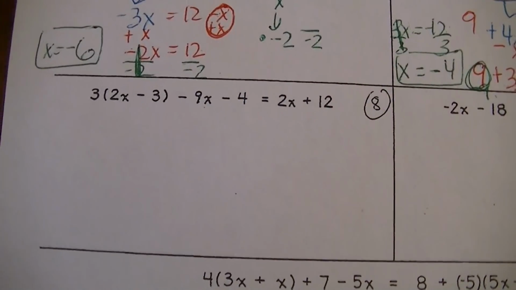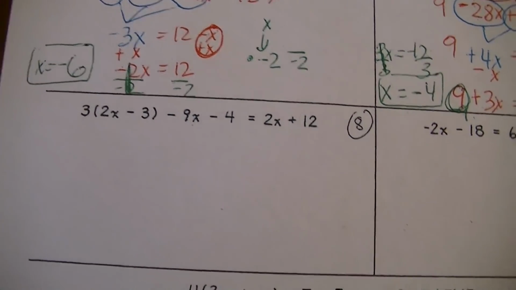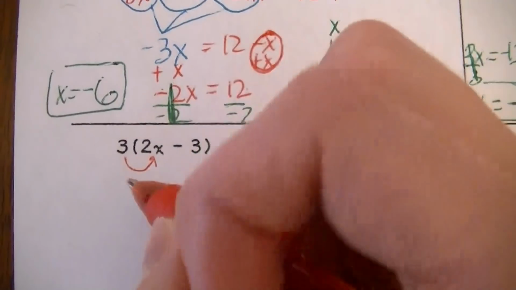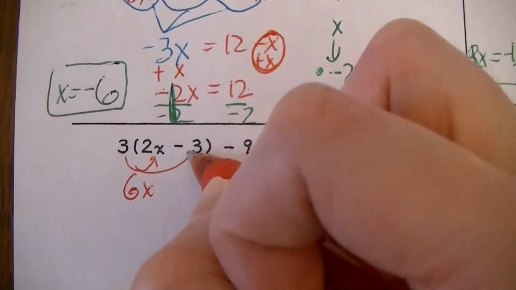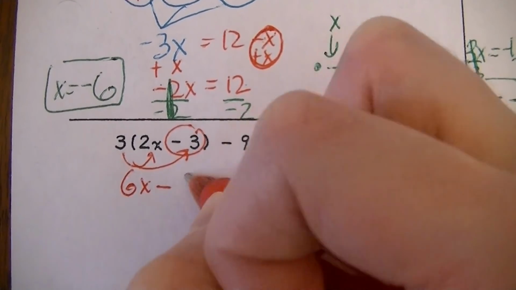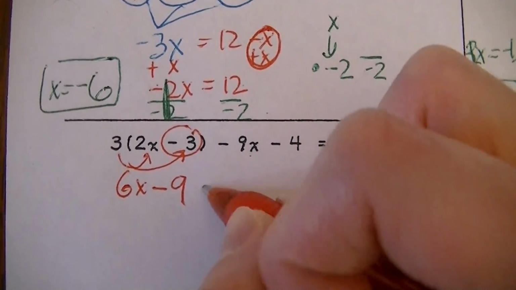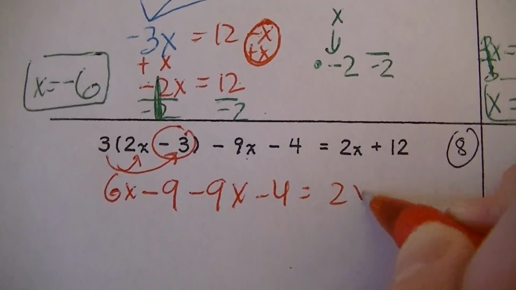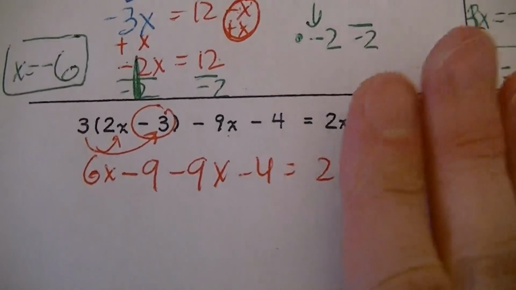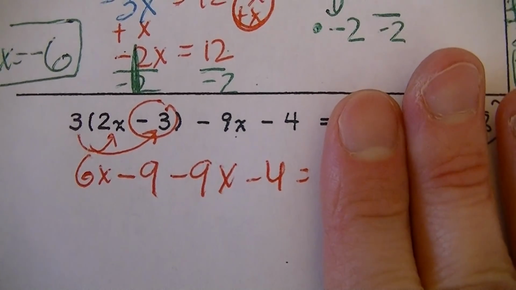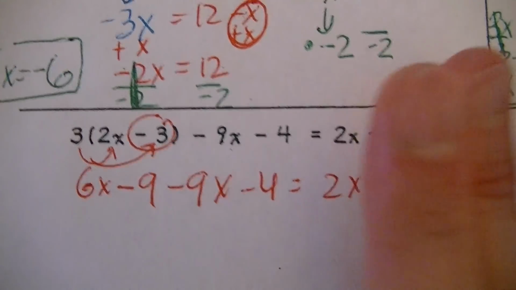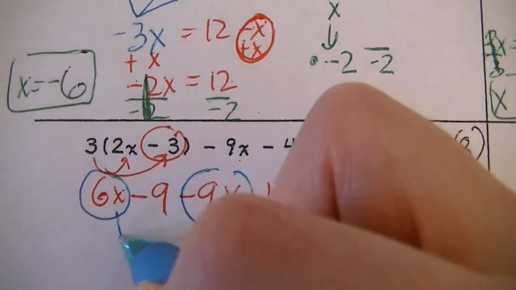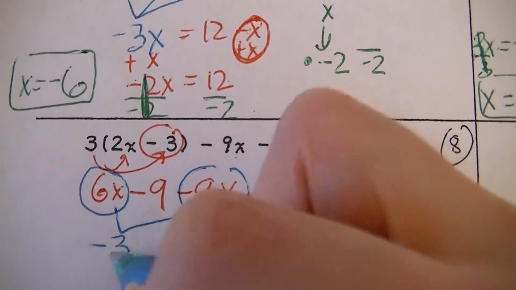Number 8. This one looks like a long problem. Don't give up. 3 times 2x is 6x. 3 times a negative 3 is a negative 9. Okay, bring everything down, please. Over here. Okay, now you'll see that there's more things that you can simplify, so that's what you want to do. I see that I have some like terms right there. So 6x minus 9x is negative 3x.